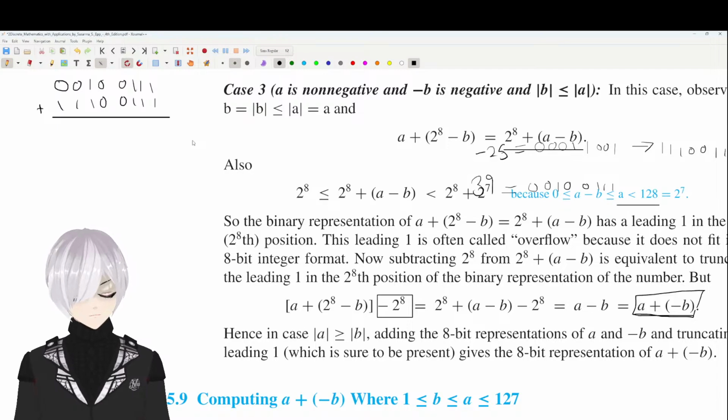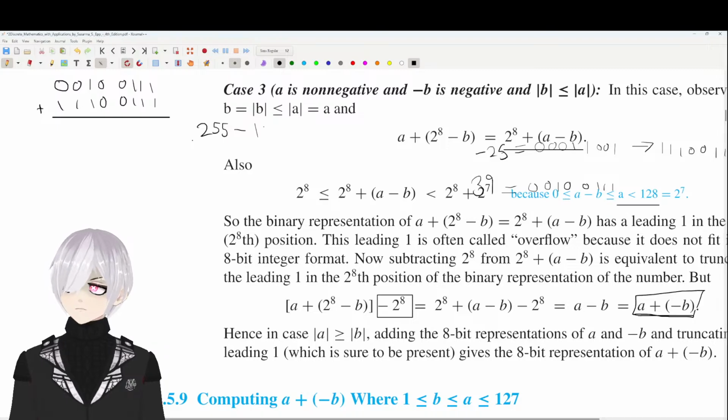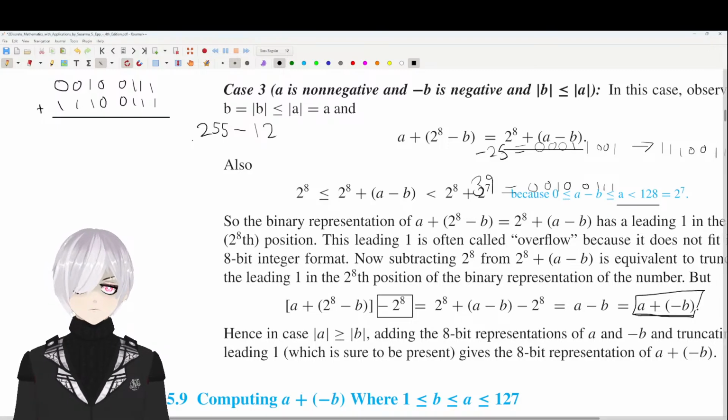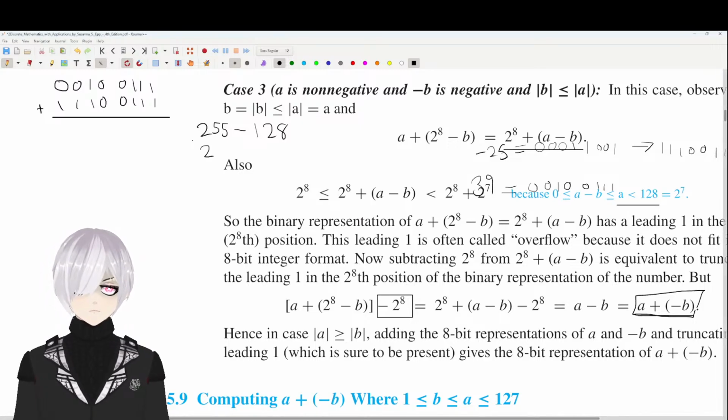Like, there's two cases. There's one where our number is between 128 and 255, and there's the other case in which we go above 255.